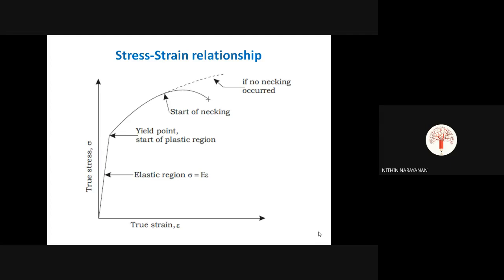But usually for our study purposes, in our engineering books, we take the engineering stress strain curve only, because for the true stress strain curve we are taking the instantaneous area, not the actual area. It will be very tedious and very time consuming for the analysis. For simplicity, we usually take the engineering stress strain curve. So here the graph is showing a true stress to true strain graph.